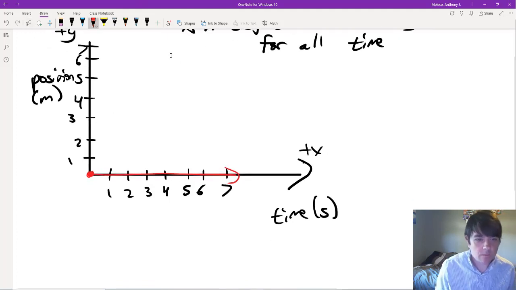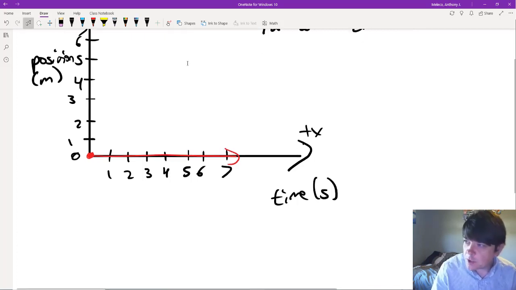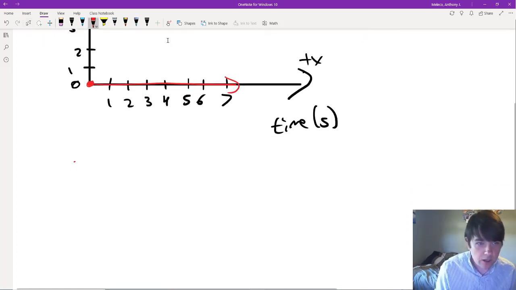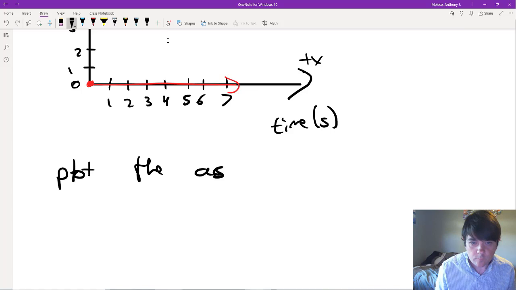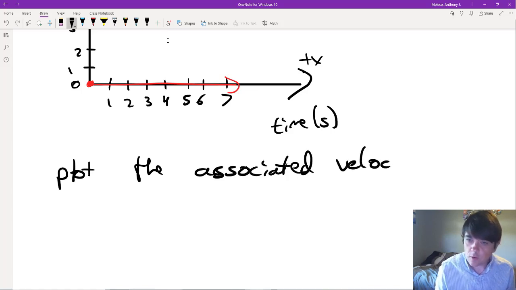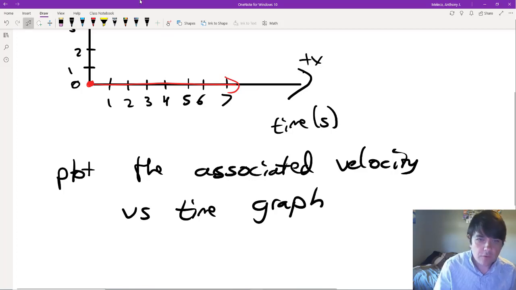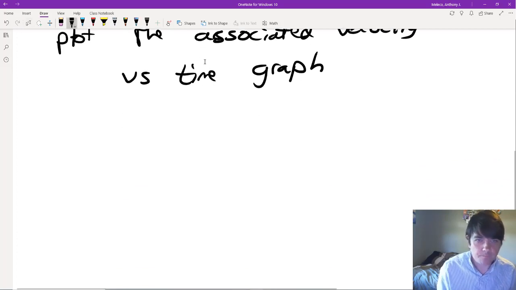So for second 1, it's at 0 position. Second 2, we're at 0 position. Second 3, 4, 5, 6, 7, we're at 0 position. What we want to do is plot the associated velocity versus time graph.